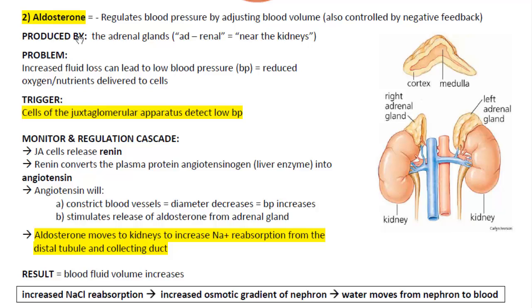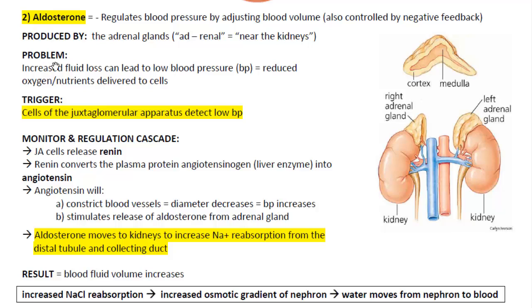Now, aldosterone is actually produced by the adrenal glands. Here's a picture of the kidneys, and here's a picture of the location of the adrenal glands. Notice that the adrenal glands have a cortex, which is the outside section, and the medulla, which is the inside section. Very similar to the idea of what we talked about with kidneys. But these happen to be producing two very, very different sets of hormones. Adrenal literally means right near the kidneys. Renal, there's the kidney word.